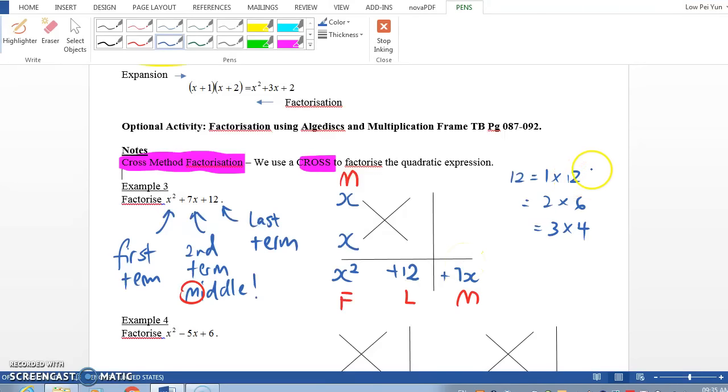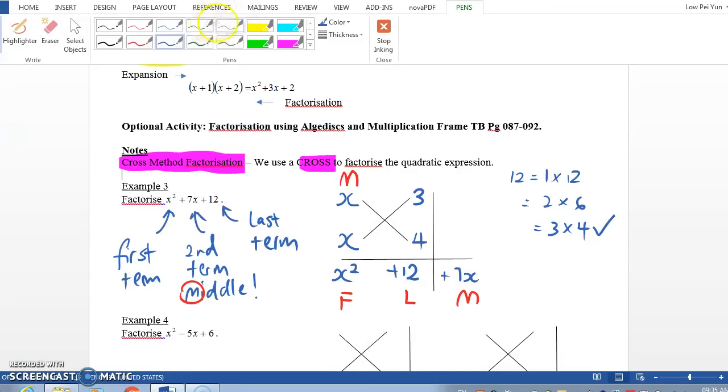1 and 12 is not going to give us 7. It will give us 13 or 11 if we add or subtract them. 2 and 6 will give us 8 or 4. 3 and 4, if we add or subtract them, we get 7 or 1. So in order to get a 7, I'm going to choose this pair. So I'm going to place 3 and 4 over here.